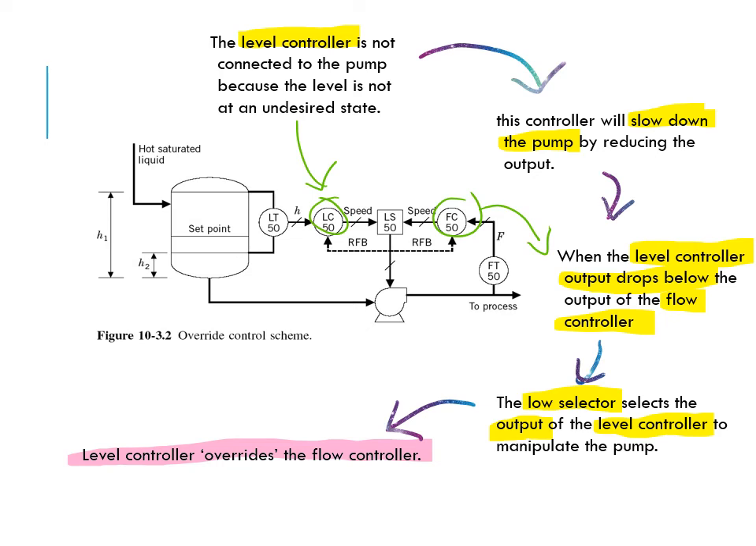Under normal conditions, the load selector selects the output signal of the flow controller to manipulate the pump speeds. The level controller is not connected to the pump because the level is not at an undesired state. As soon as the level drops below the set point on the level controller, this controller will slow down the pump by reducing the output. When the level controller output drops below the output of the flow controller, the load selector selects the output of the level controller to manipulate the pump. So the level controller has overridden the flow controller.